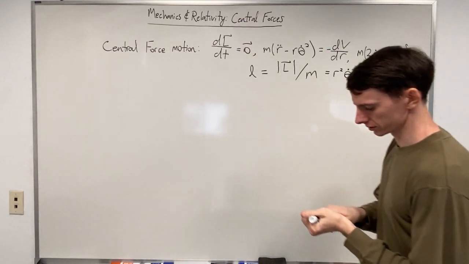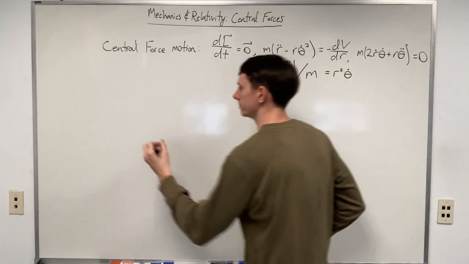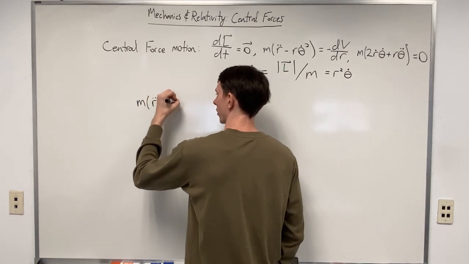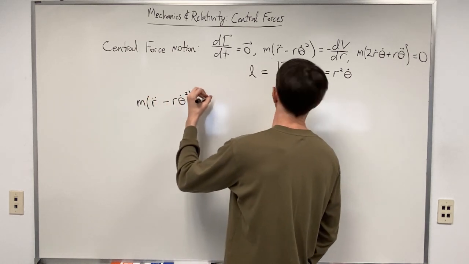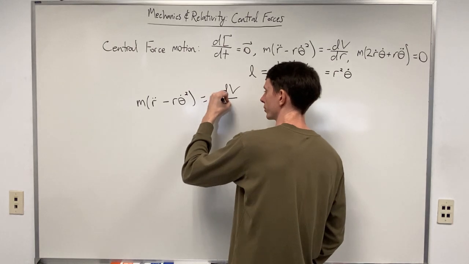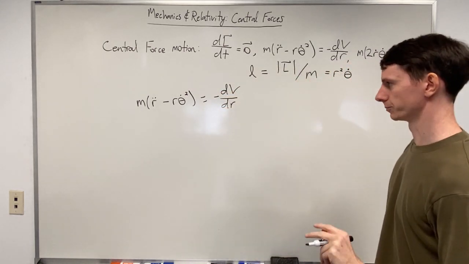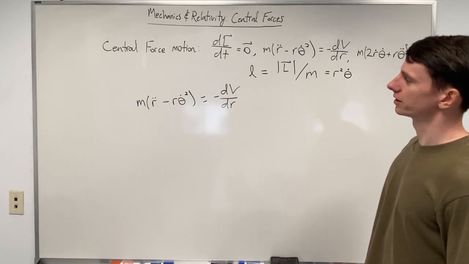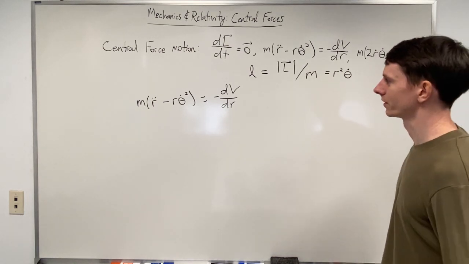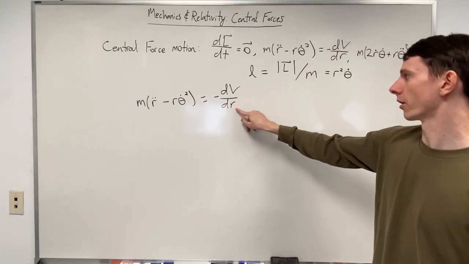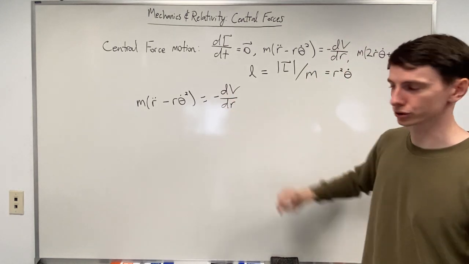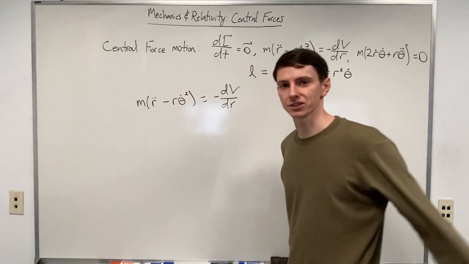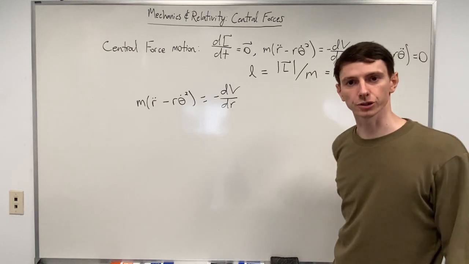So just like before, let's start by writing that out, where we have m times r double dot minus r theta dot squared equals the negative radial derivative of the central potential, right? Now, this is almost a differential equation that only depends on r. V is a function of only r. That's why we have the total derivative right here, not a partial derivative. And it seems like there's only r's in this equation except for this theta dot squared term. Now there's this angular dependence in this equation.